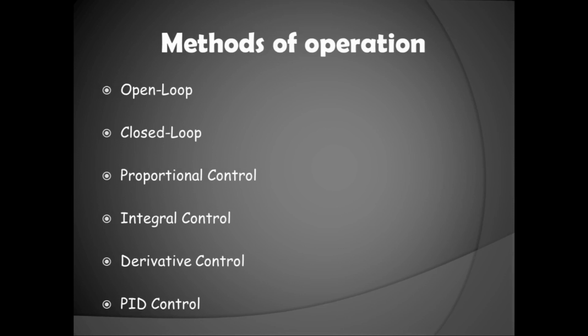Methods of operation. Various methods are used by controllers, from straightforward open loop control to intricate closed loop control involving proportional, integral, and derivative actions. With the use of these techniques, controllers are able to maintain set points, regulate systems, and react to changing circumstances. So we have open loop, closed loop, proportional control, integral control, derivative control, and PID control. And we will be going in detail into each one of them.